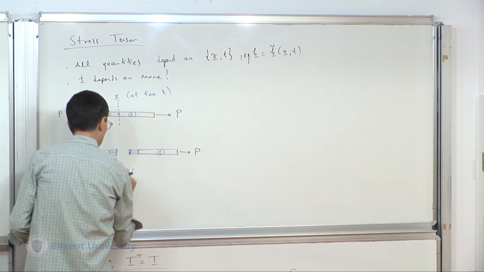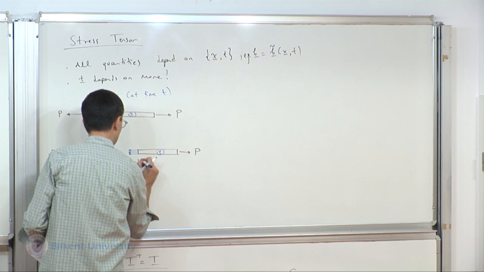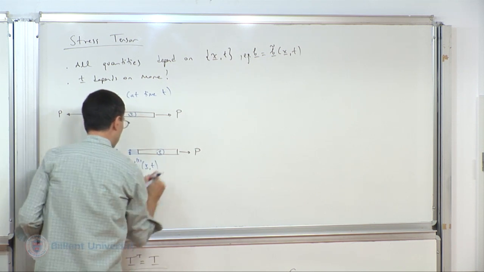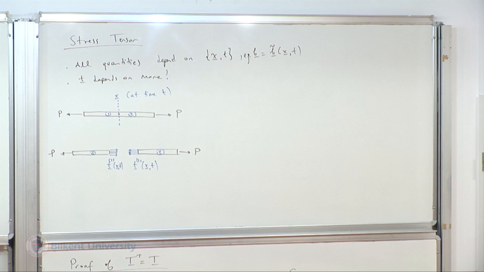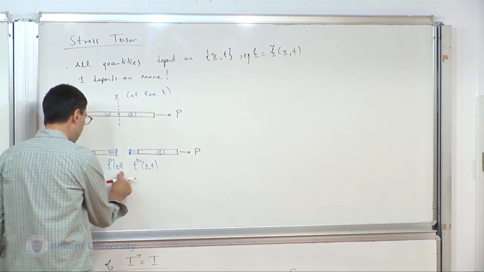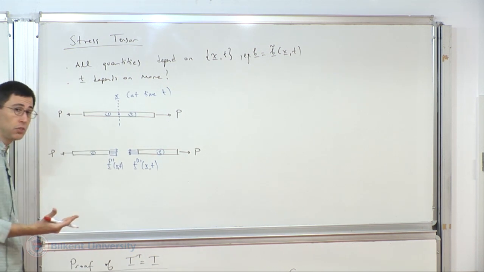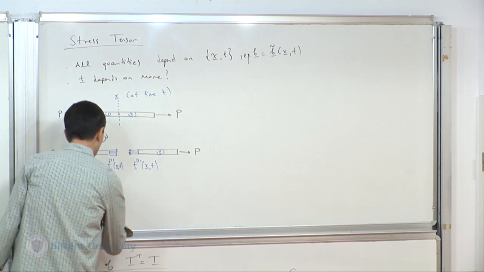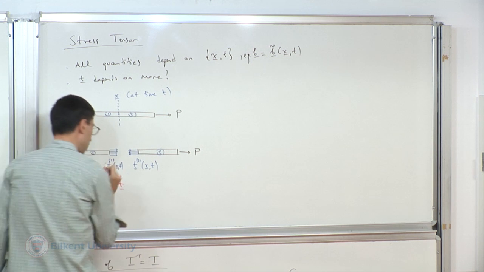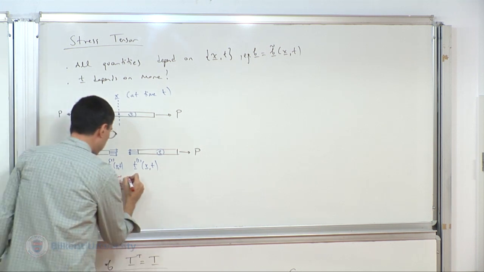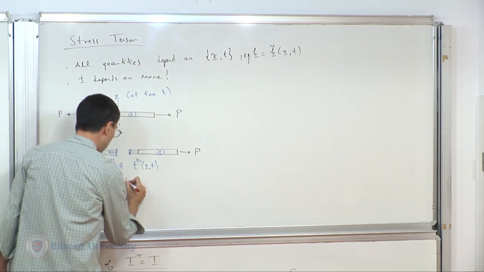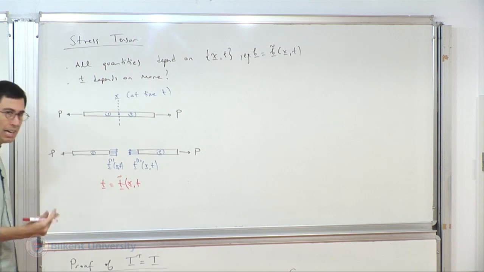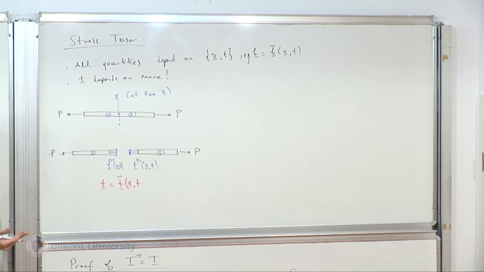That's at position and time x, t, and the one on the right is T2 at the same position and time. And now I ask myself, well, I'm looking at the same position at the same time, but the directions are not the same, right? So obviously, the traction is an Eulerian field that certainly does depend on position and time, but that cannot be the whole story. It must depend on something else.